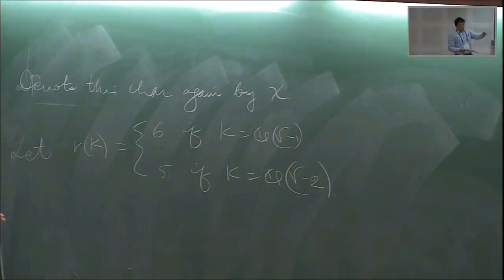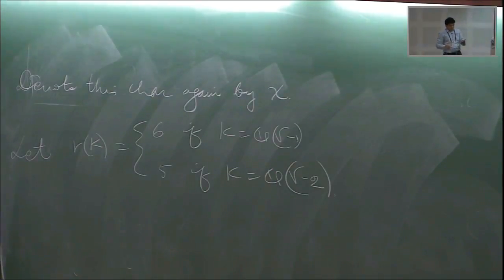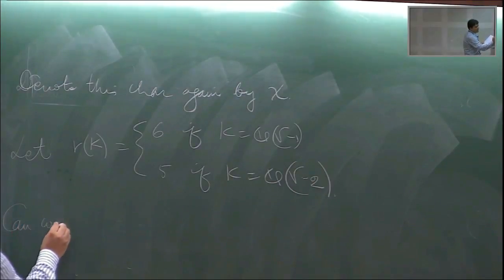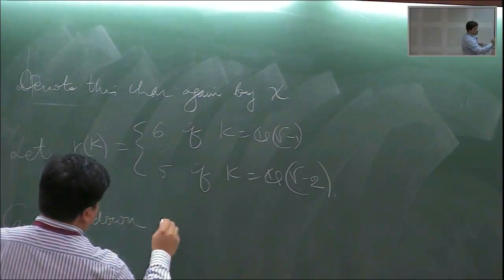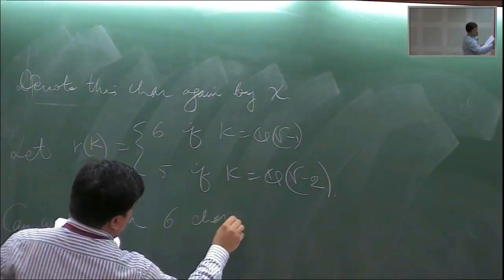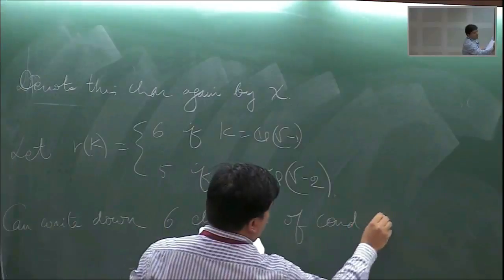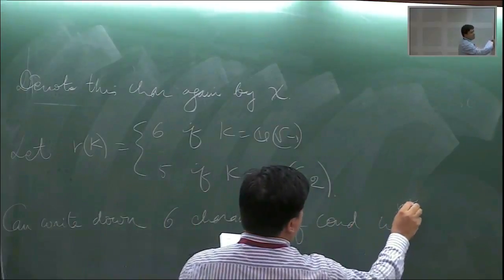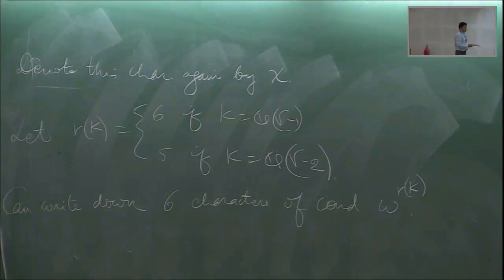Well, I don't have time to write down all the characters, but the thing is that we can write down 6 characters of conductor R of K, and the associated attached f chi i.